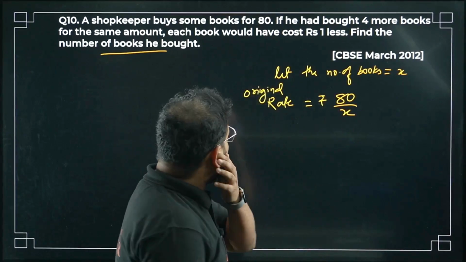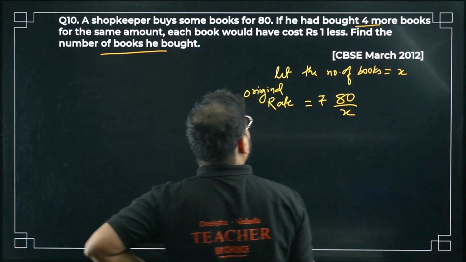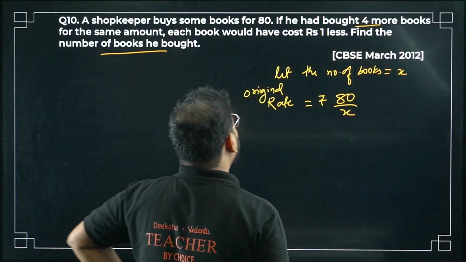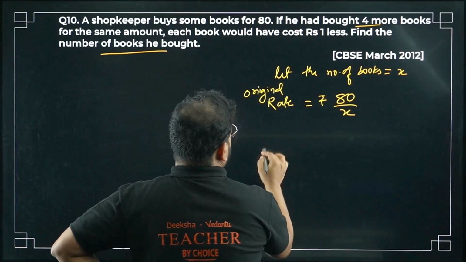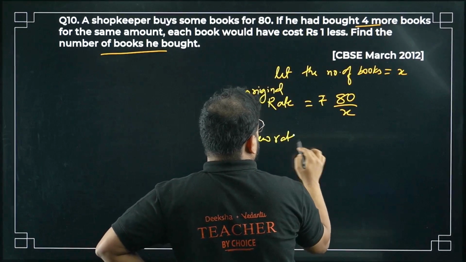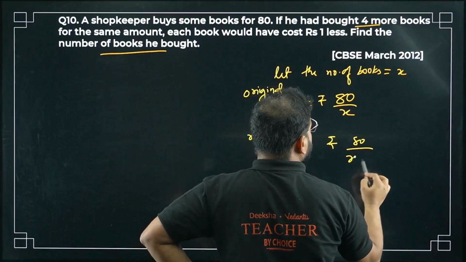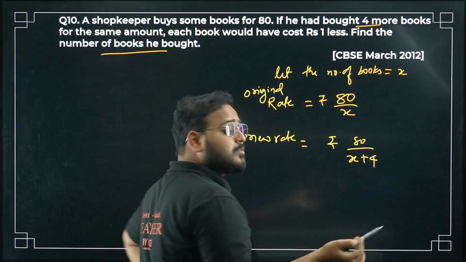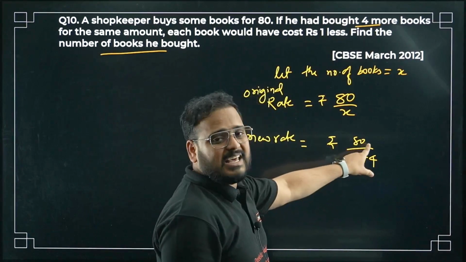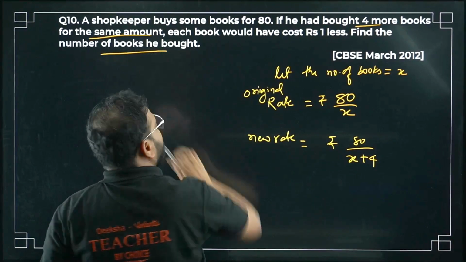Now, he has bought more books. How many more books? 4 more books. So what will happen to the rate? It is reduced, right? So the new rate is rupees 80 by x plus 4. Because if you buy 4 more books, the total cost is the same, keeping the same amount.